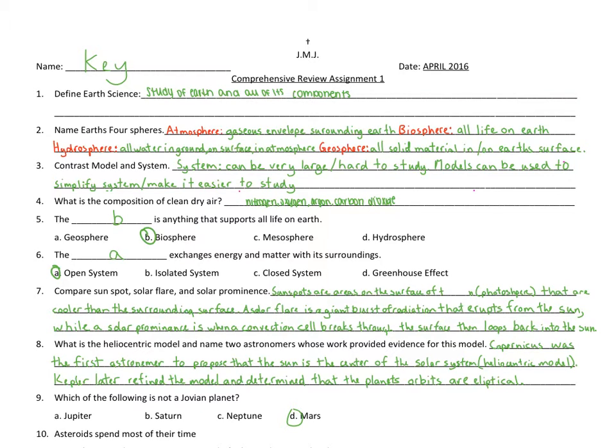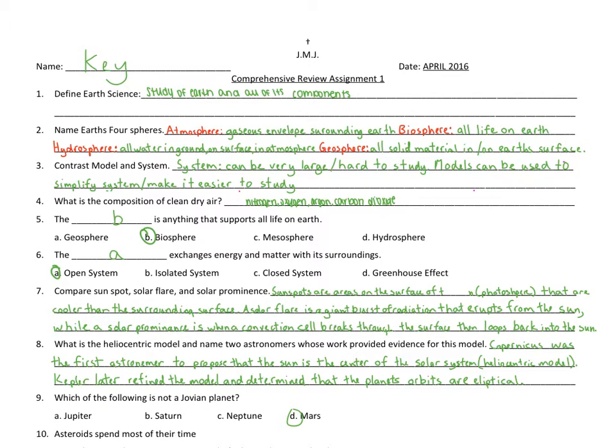Next, name Earth's 4 spheres. So that would be the atmosphere, the biosphere, the hydrosphere, and the geosphere. Here you see that all of them are defined, but the atmosphere, that's the envelope of gas that surrounds the Earth. Biosphere is all life on Earth. Geosphere is going to be all the solid rock, all the material that makes up the Earth. And then the hydrosphere is going to be all of the water. So whether you want to think about it as the glaciers or the ocean, rivers, streams, that's all hydrosphere.